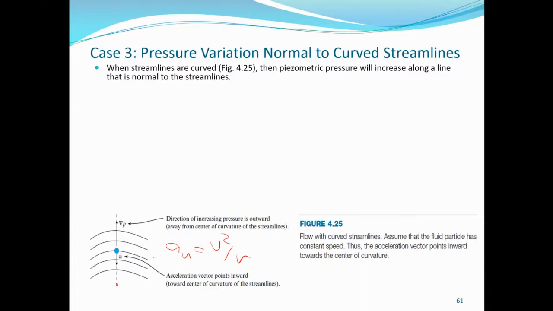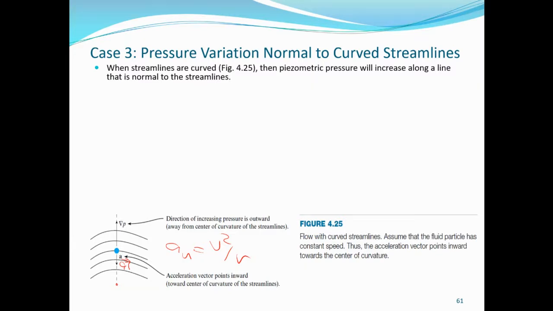Okay, so if it is always positive, it means it is always increasing. Okay, always increasing. So this is the direction of the acceleration vector, down. Then the pressure field will be opposite. So it will be increasing away from the streamline, away from the radius of curvature. So here the direction of increasing pressure is outward.